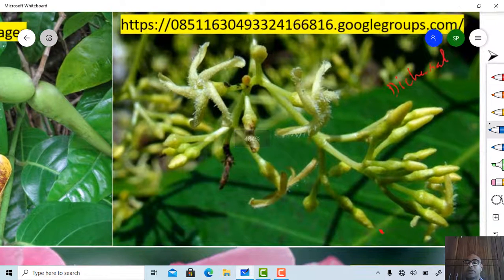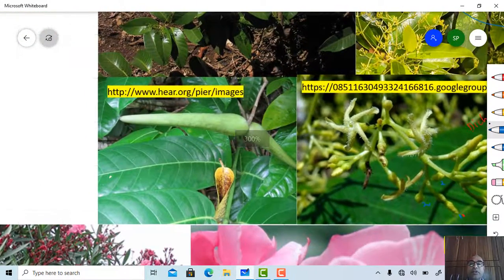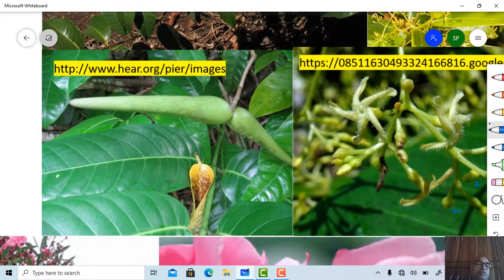This is the inflorescence. What type of inflorescence may be present here? Just imagine it may look like the first flower and second flower. So somewhat cymose, and within cymose, a biparous cyme kind of inflorescence is present. This one is the fruit present in this plant. Of course, it is a follicle type of fruit, and a pair of follicles is present.